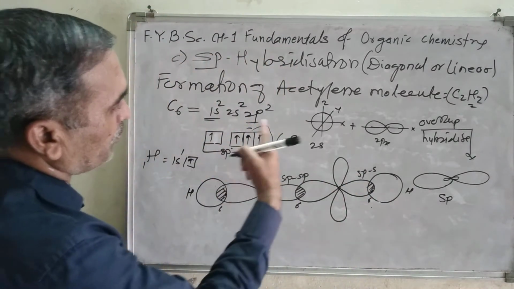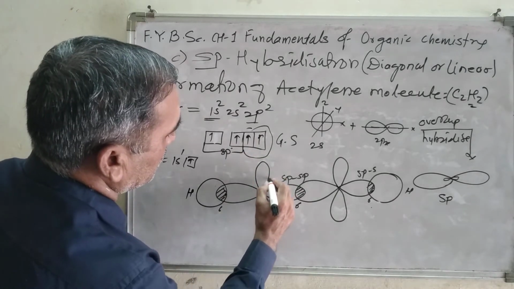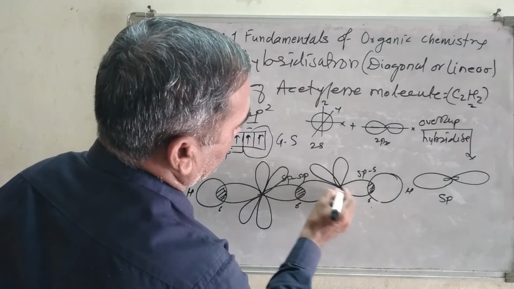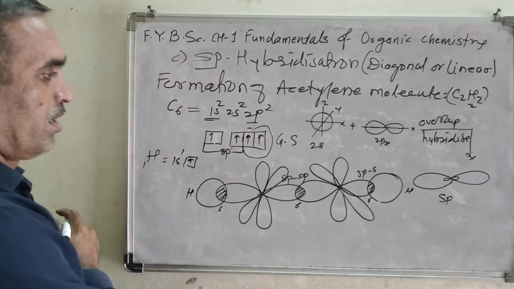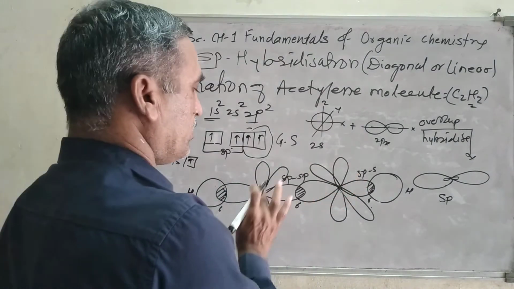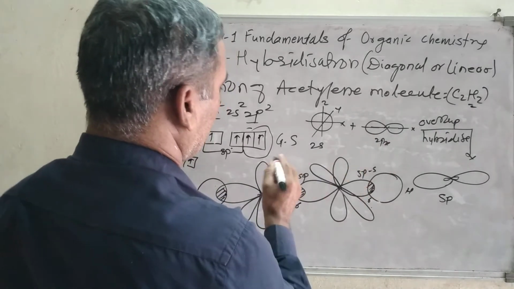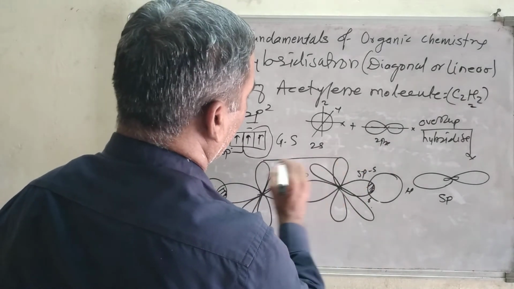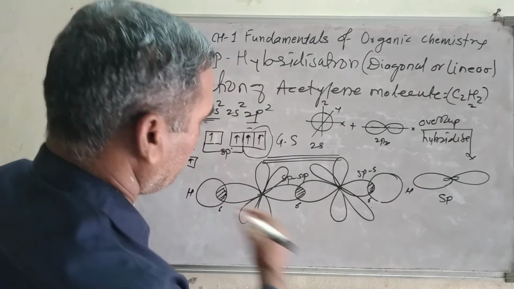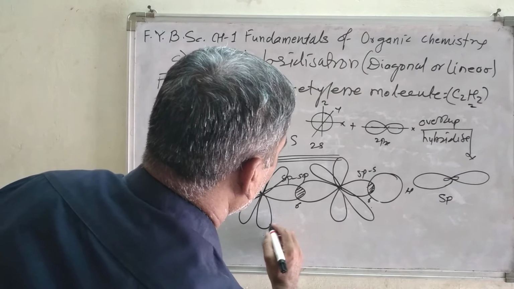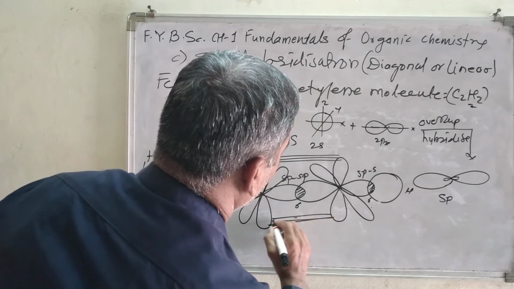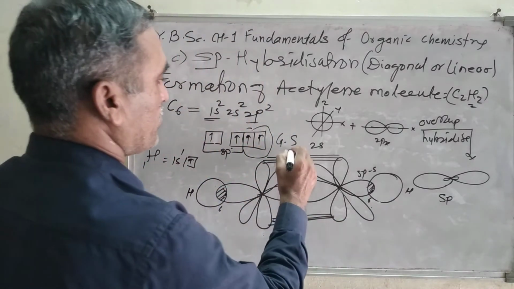Now the 2py orbital is slightly like this, right? Now the 2pz orbital is like this, right? Now look at here, the z orbital of one carbon atom and another z orbital laterally overlap, and they form a pi bond, right? The pi bond formation there. This is a pi bond, right?